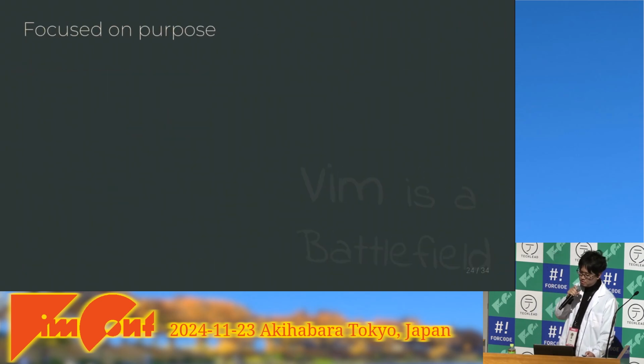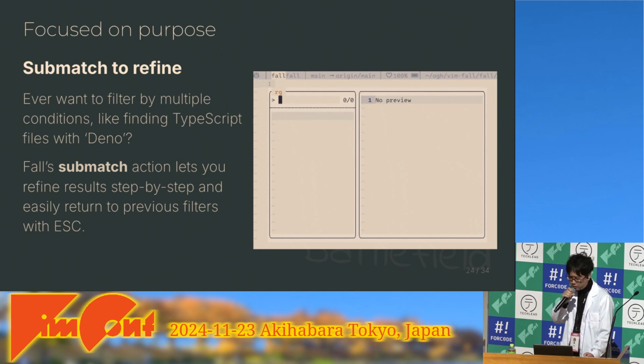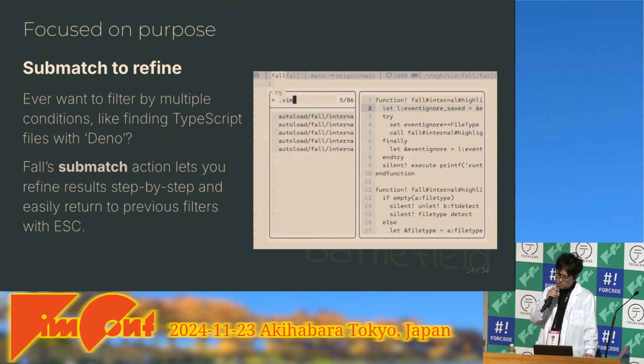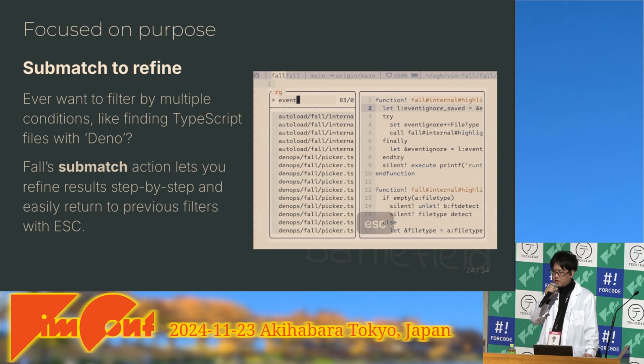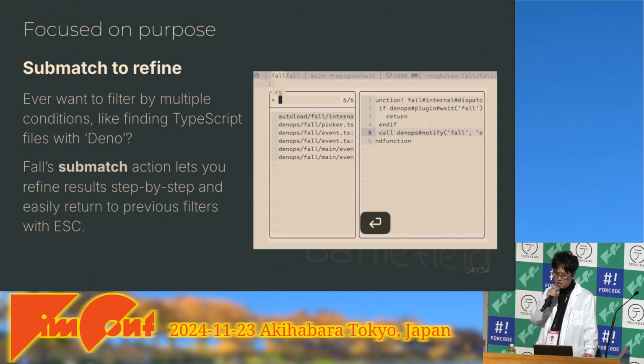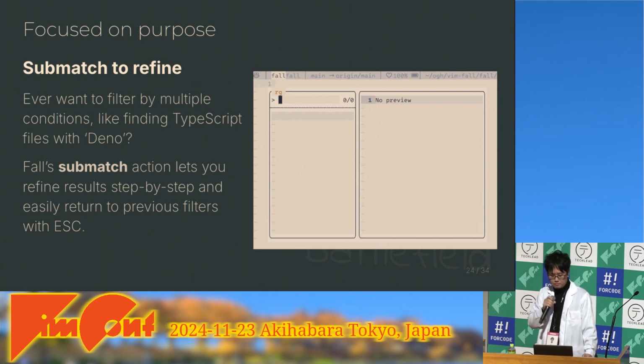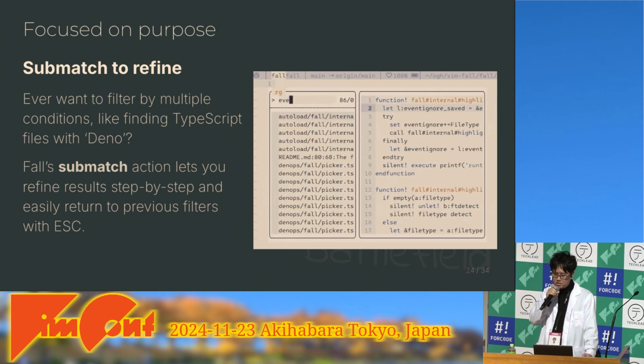And next, let's talk about the Submatch feature. Fuzzy finders are a powerful tool, but most of the time, they only let you filter based on a single condition. Just one condition usually isn't enough to narrow things down effectively. For example, let's say you are trying to find a TypeScript file edited in the last hour that contains the string dino. To do that, you need to combine multiple conditions, and that's where most fuzzy finders hit a wall.